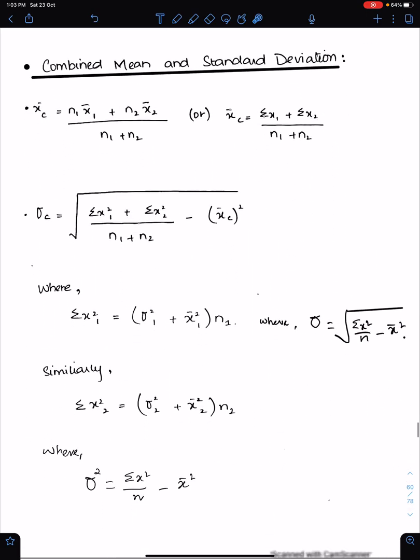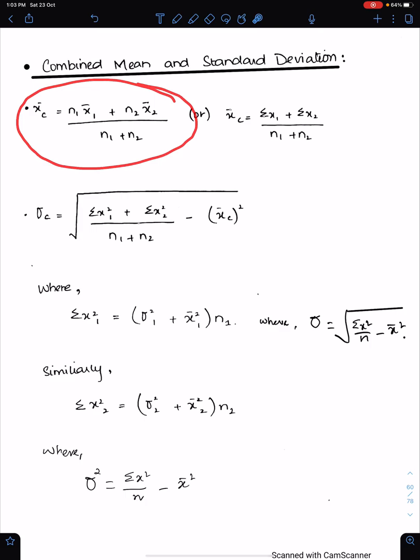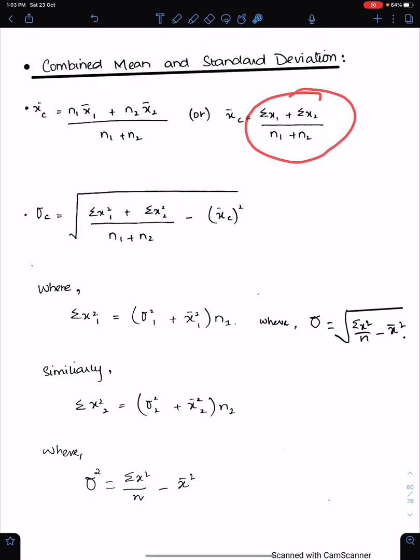Next topic is combined mean and standard deviation. So this is the formula of combined mean. You can either learn this formula or this formula. Both are simple. This formula is very simple. Sigma x, total of first group, total of second group, and sum of the observations of both the groups.